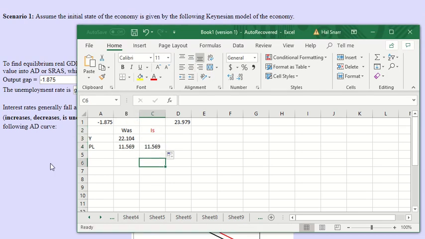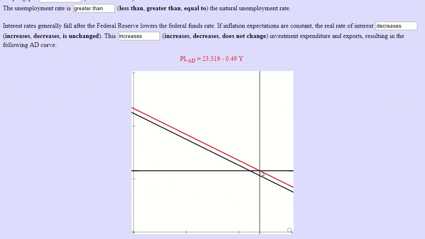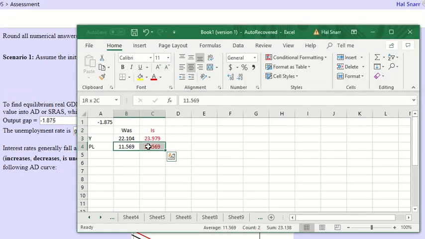Okay. What happened to the GDP level? Well, the GDP level is now equal to potential, right? You see that? Short-run aggregate supply and aggregate demand now meet at potential, and that is 23.979. And the price level on a Keynesian short-run aggregate supply curve is perfectly elastic or flat. So there's no change there.